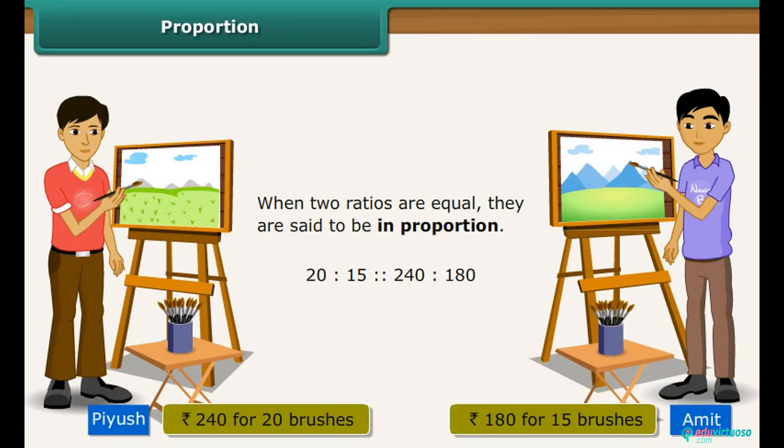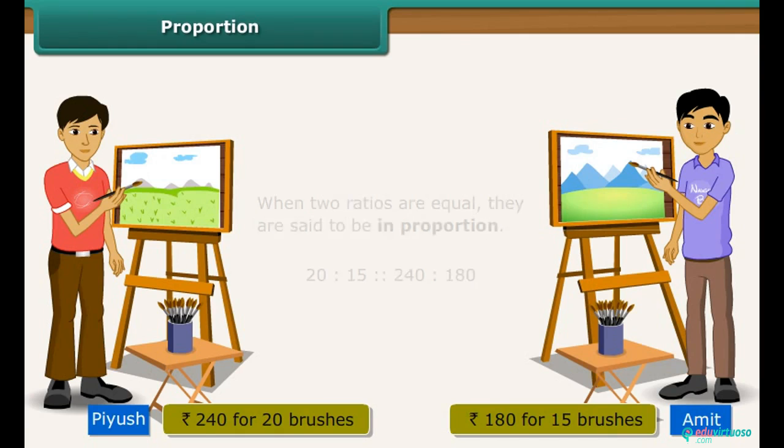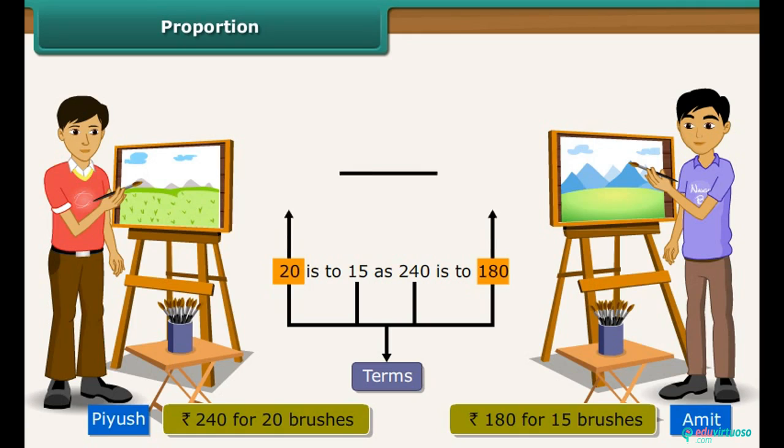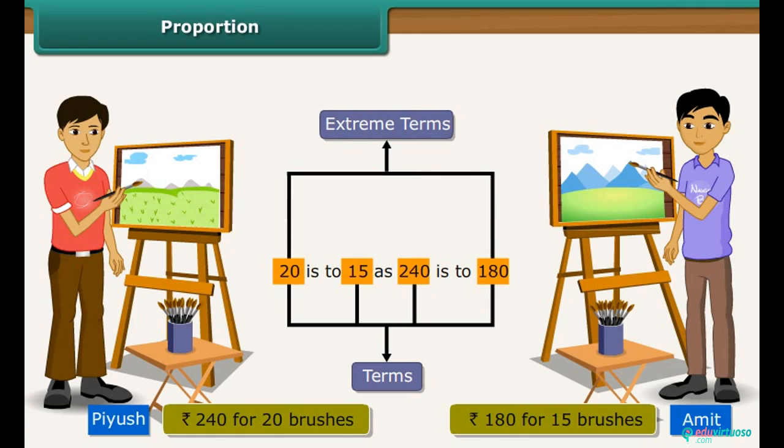Ratios in proportion are read as 20:15 as 240:180. Each number used in a proportion is called a term. 20, 15, 240 and 180 are terms. The first and the last terms are called the extreme terms. The second and the third terms are called the middle terms.